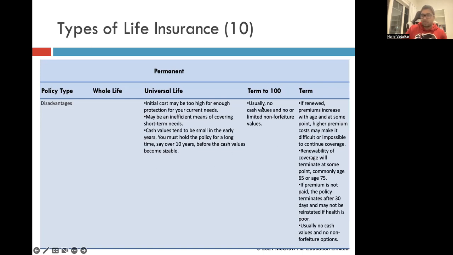Term policies usually have no cash value and no or limited non-forfeiture values. If you renew, the premiums will increase, because if you have a limited term, let's say 20 years, and you need insurance beyond that, when you renew the insurance cost will go up. If the premium is not paid, the policy terminates after 30 days and may not be reinstated if the health is poor.